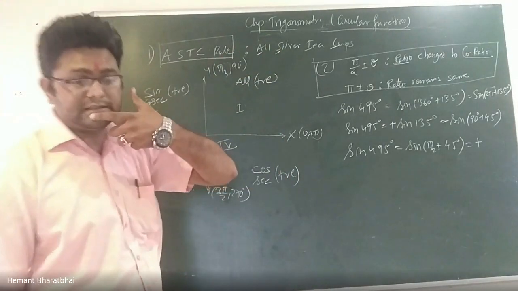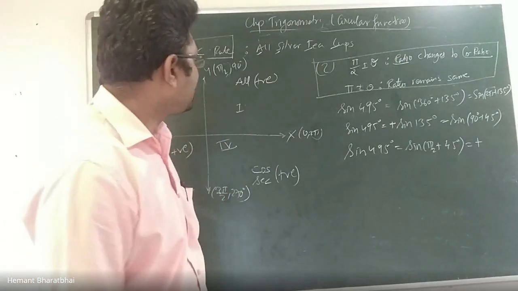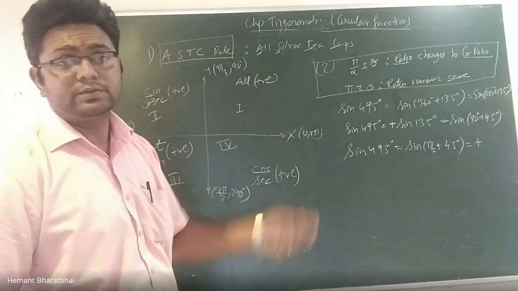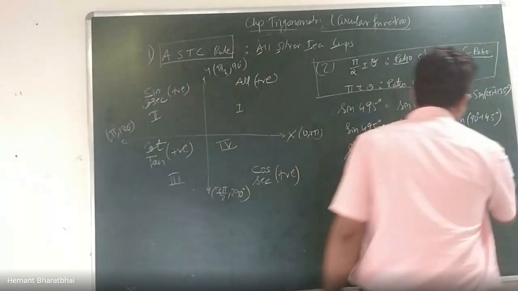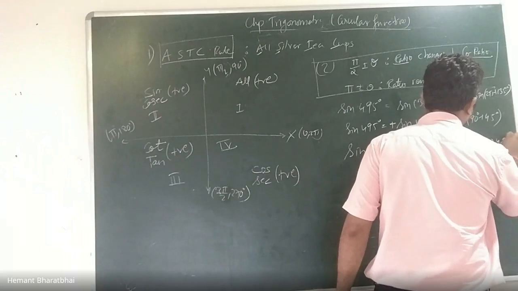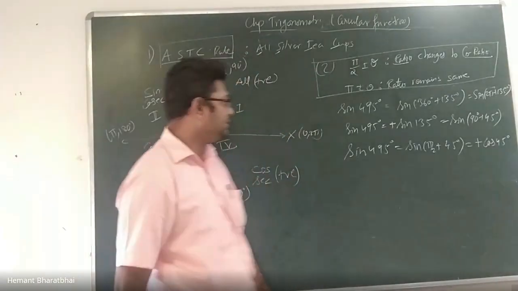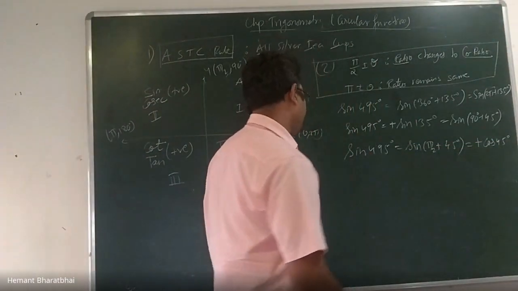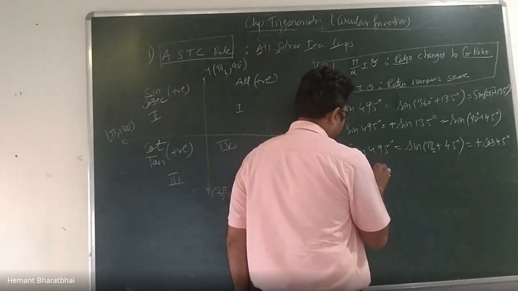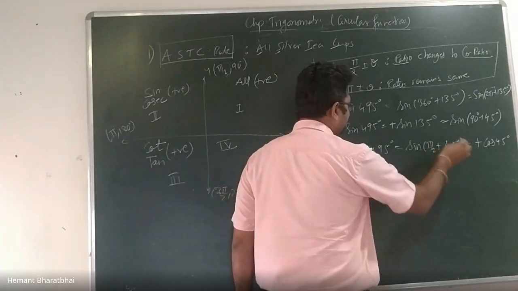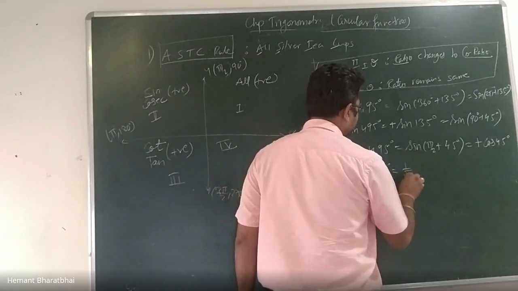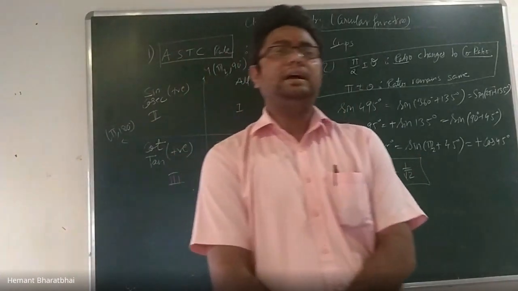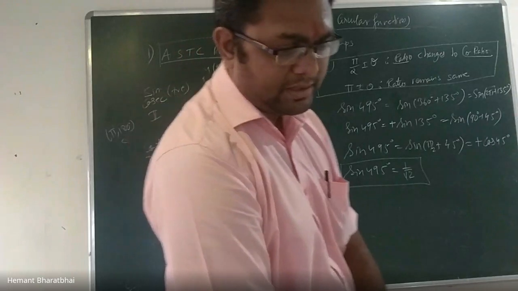Next, the second rule says that whenever it is pi by 2 plus minus theta, ratio changes to co-ratio. So sine will get converted into cos. That will give me cos theta. So theta is how much? 45 degrees. Hence, sine of 135 degree is nothing but equals to cos of 45 degree. Hence, sine of 135 degree is nothing but cos 45, which is 1 by root 2. So this is how I can find out the value of sine of 135 degrees.